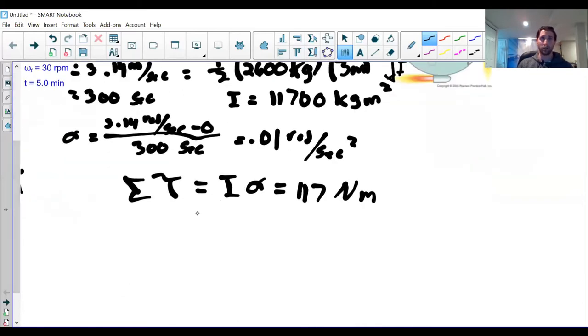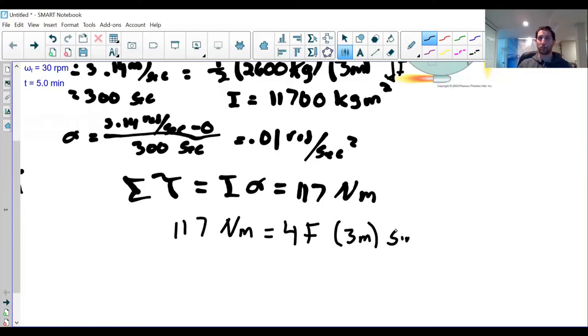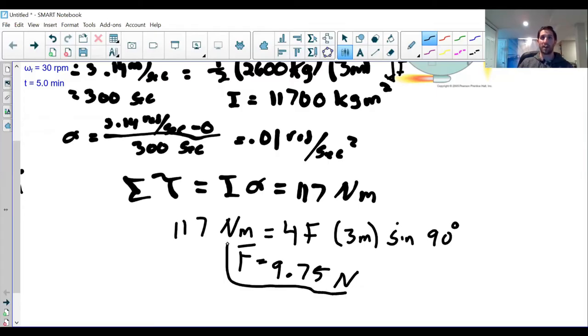So I can say that this 117 Newton meters is the result of 4 forces being exerted 3 meters away at an angle of 90 degrees. And I can use that to solve for F. And we get 9.75 newtons. So there we go for that example.